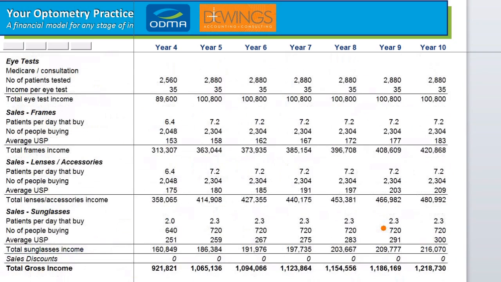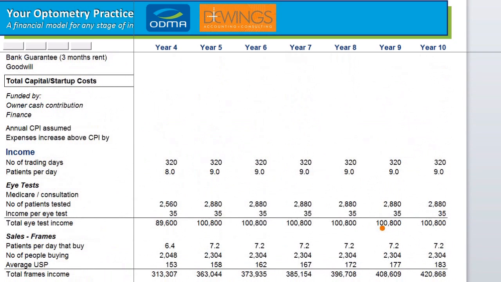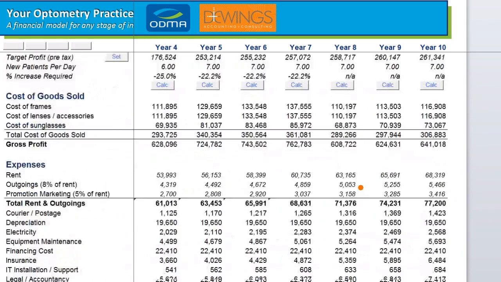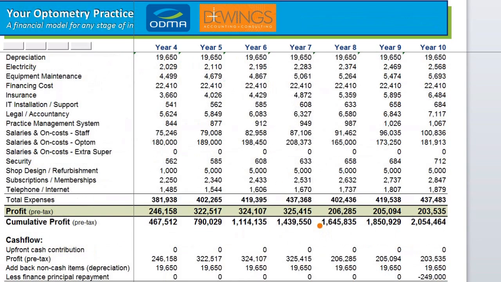Now that may result in a few less patients coming in the door, or the fact that the practice can actually only accommodate a certain number of patients per day. So let's drop that down to 7 patients. What's going to be the effect on the bottom line? Well, you're going to be able to continue to make a profit, and you continue to do that for the next couple of years as well.